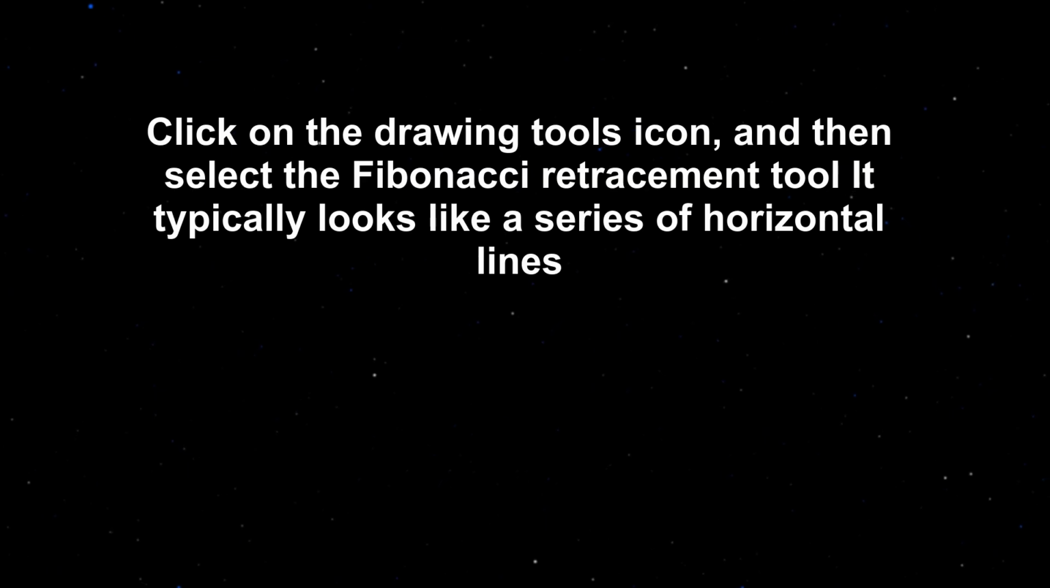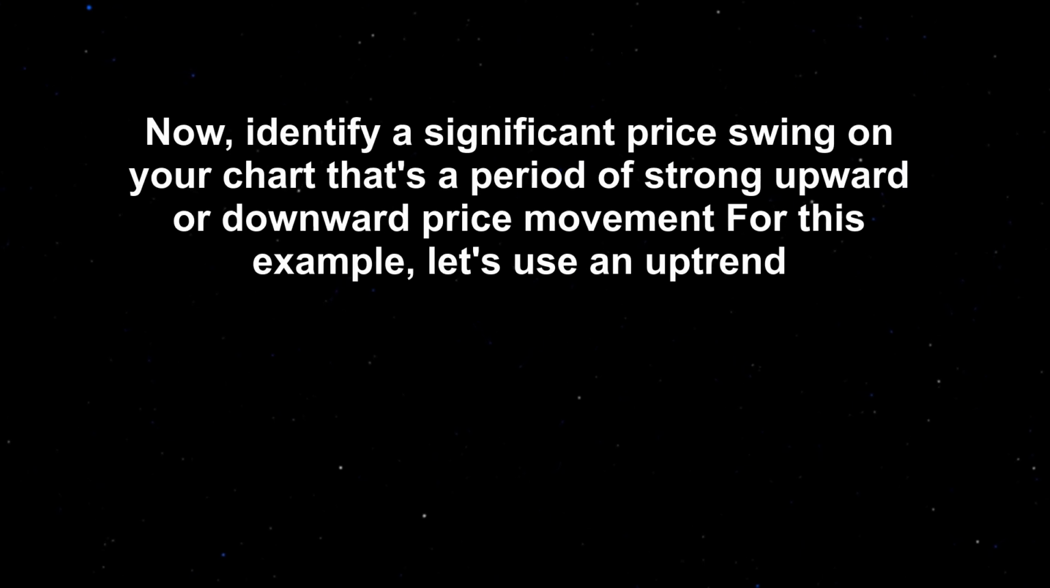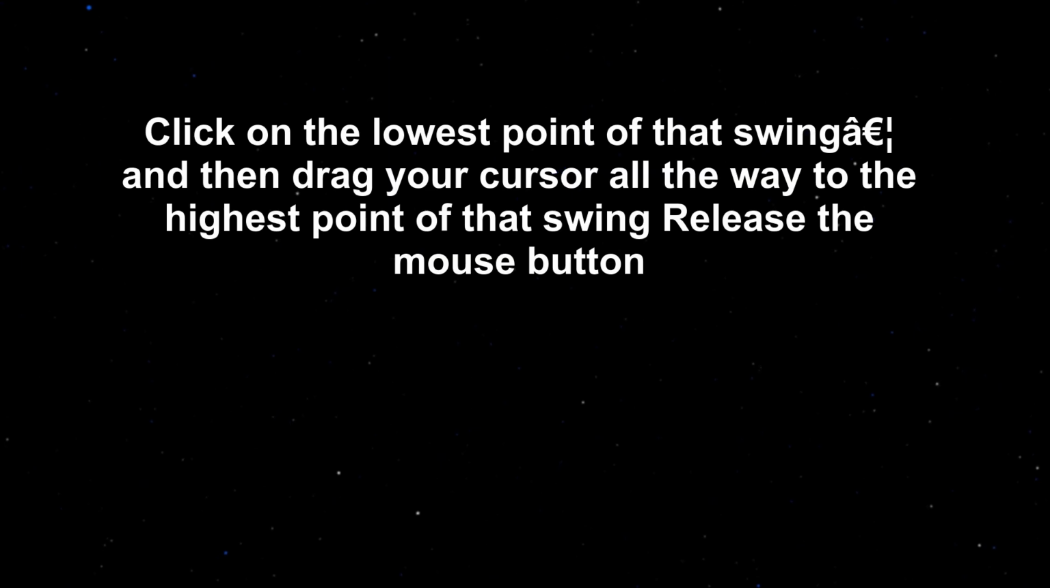It typically looks like a series of horizontal lines. Now, identify a significant price swing on your chart, that's a period of strong upward or downward price movement. For this example, let's use an uptrend. Click on the lowest point of that swing, and then drag your cursor all the way to the highest point of that swing. Release the mouse button.